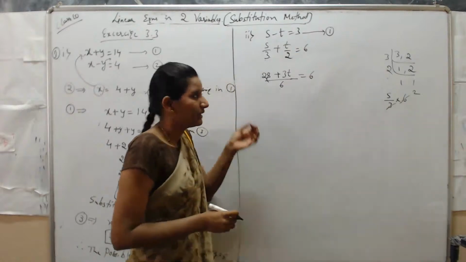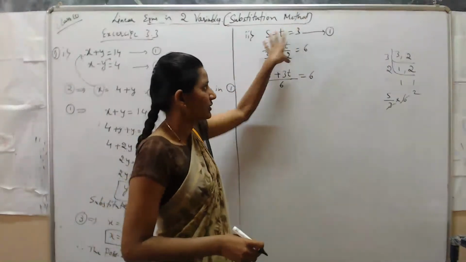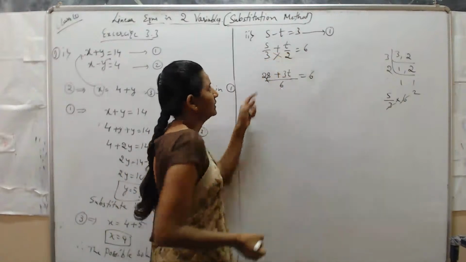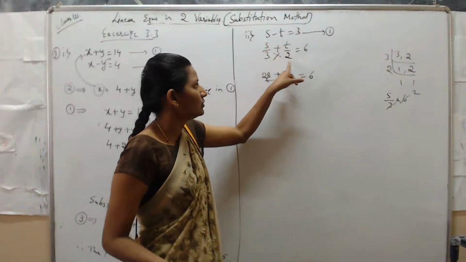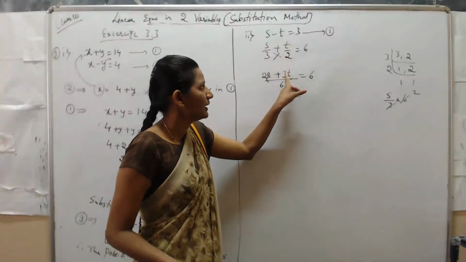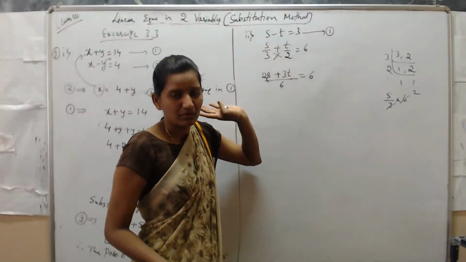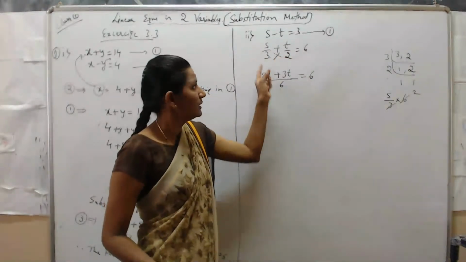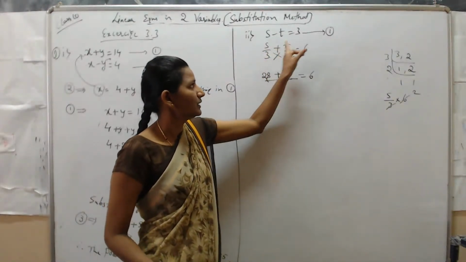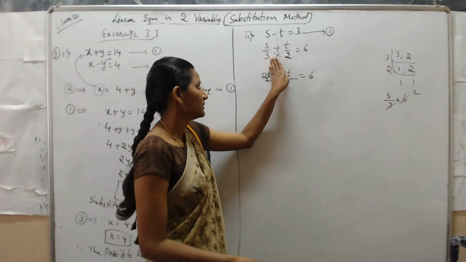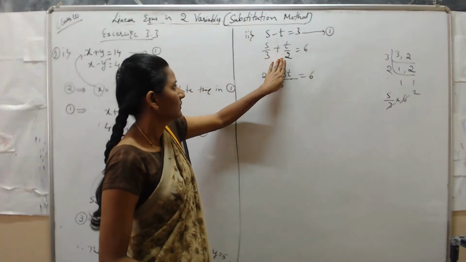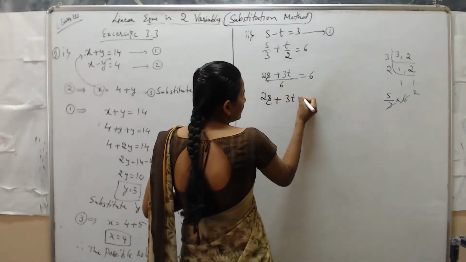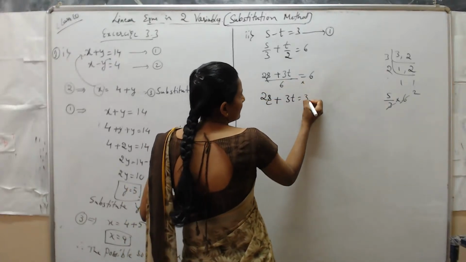Got this? See here, if you want to take LCM of fractions, 3 2s are 6 and cross multiply these two. Add the same symbol. S into 2, 2s, 3 into t, 3t, plus. So this is the LCM. Now 2s plus 3t is equal to 6 times 6, which is 36.